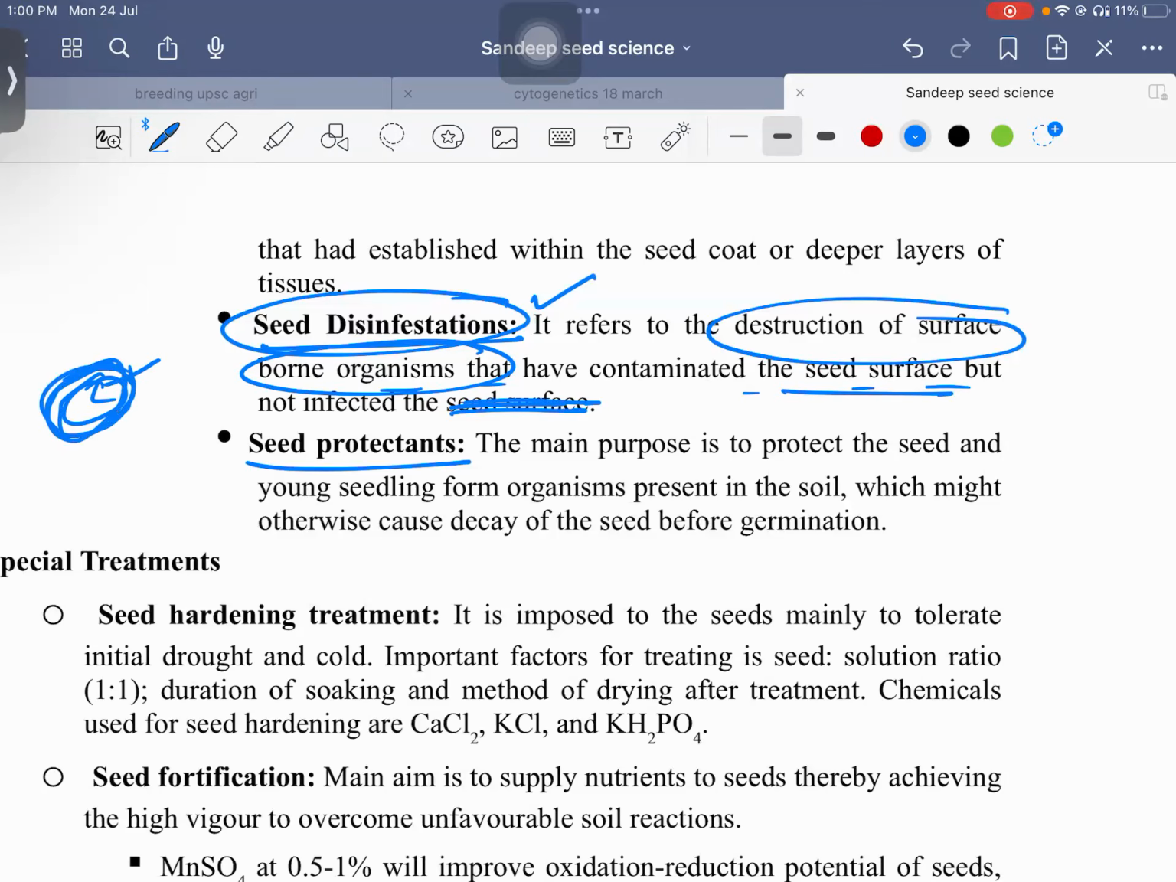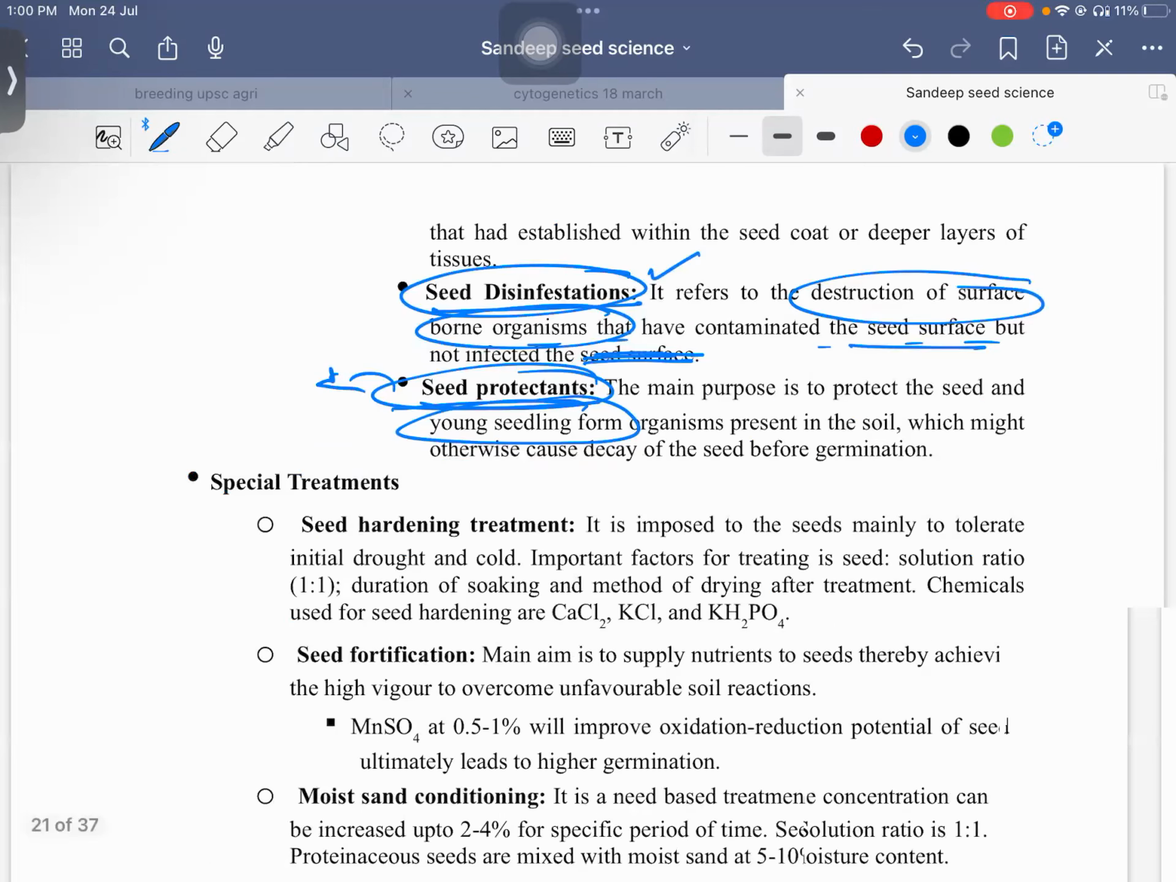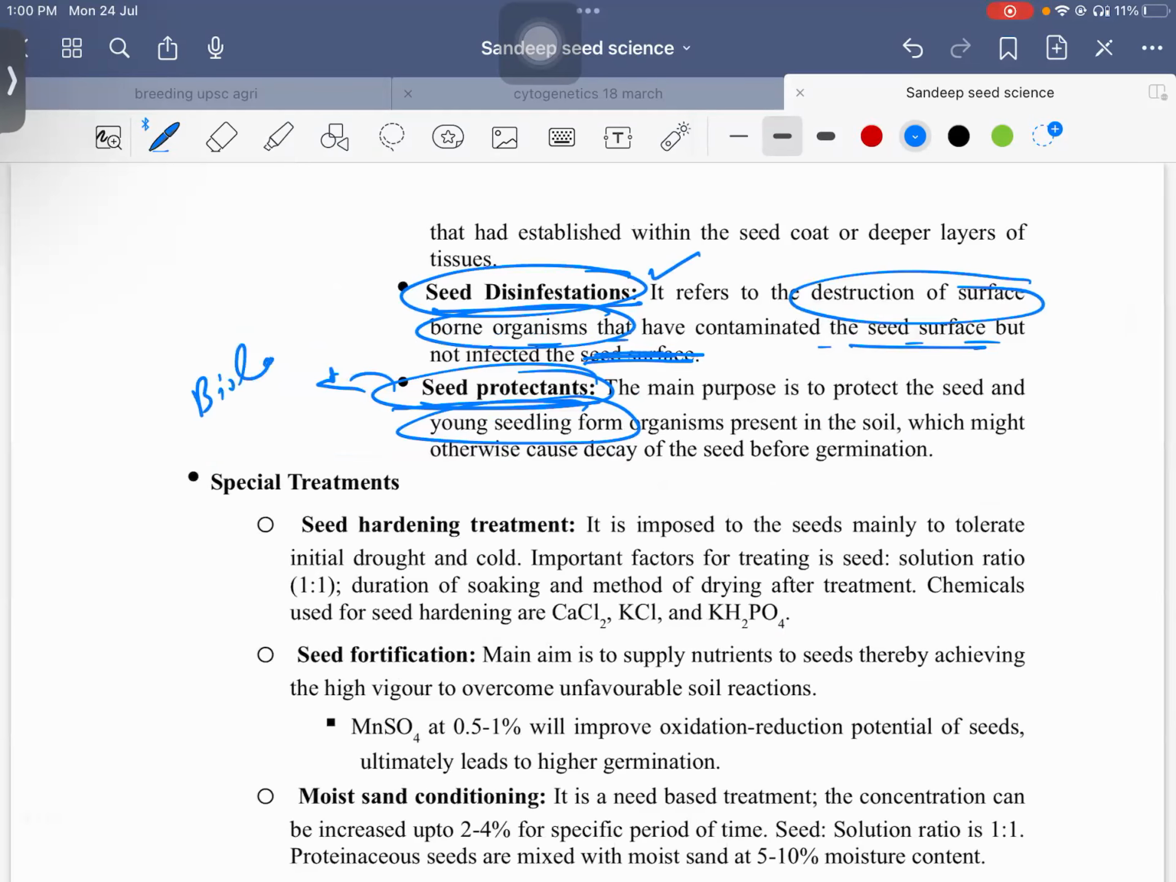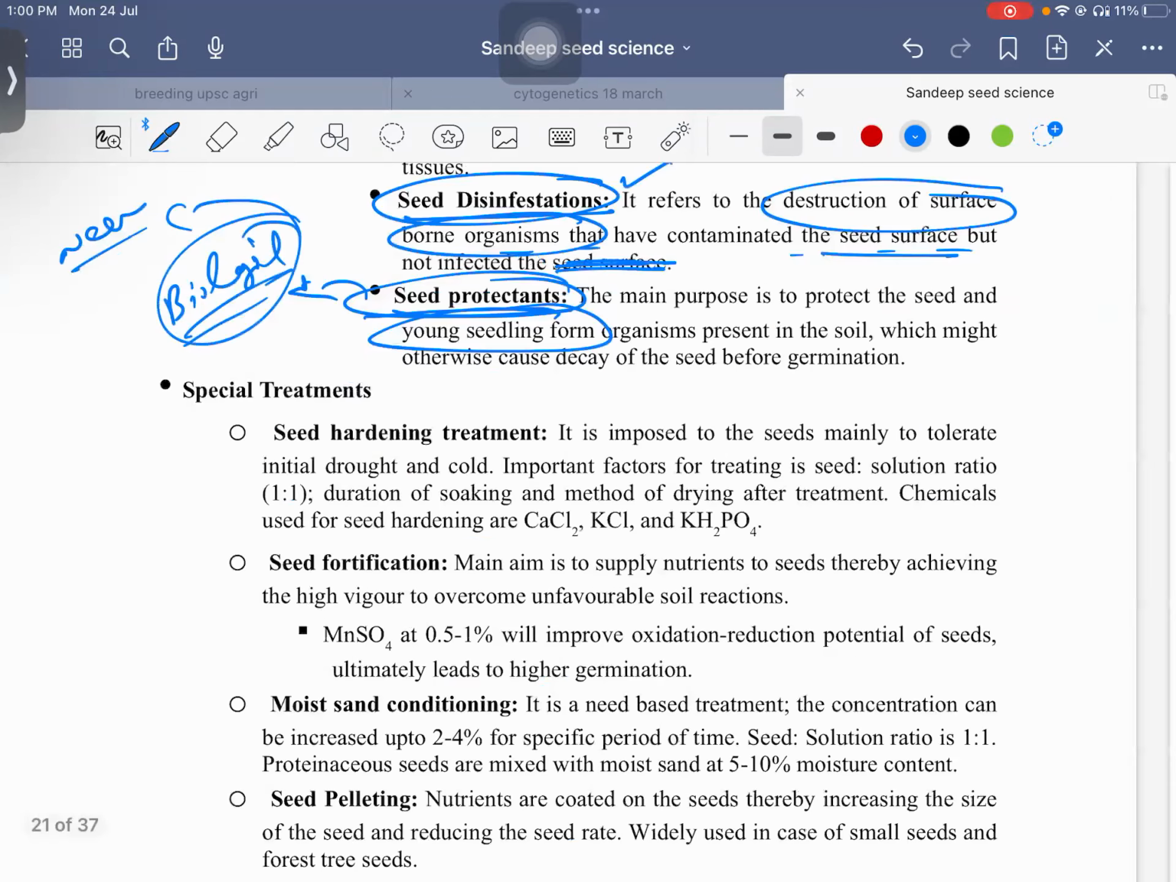Also, some are protectants, which have more advantage. Protectants act until the seed germinates and the young seedlings form. They are not completely chemical fertilizers. They can be protectants like biological ones, like neem seed also. This is also important.